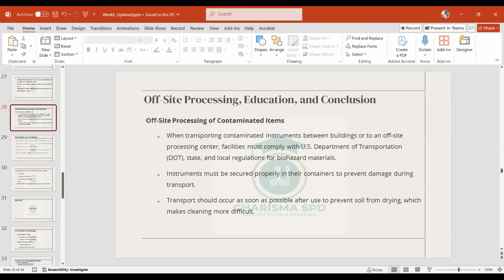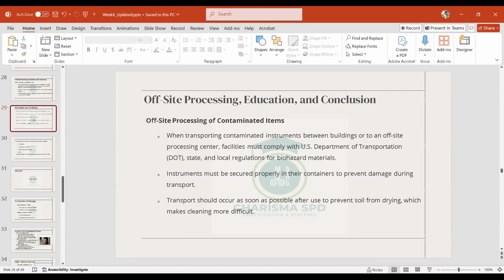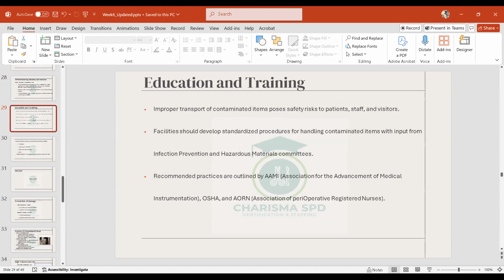The next one is the instruments must be secured properly in their containers to prevent damage during transport. Very explanatory. Transport should occur as soon as possible after use to prevent soil from drying, which makes cleaning more difficult. We cannot emphasize enough that instruments need to move to decontamination to start processing immediately after use so that it doesn't dry. The tissues don't dry on the instruments. Right? Next slide, please.